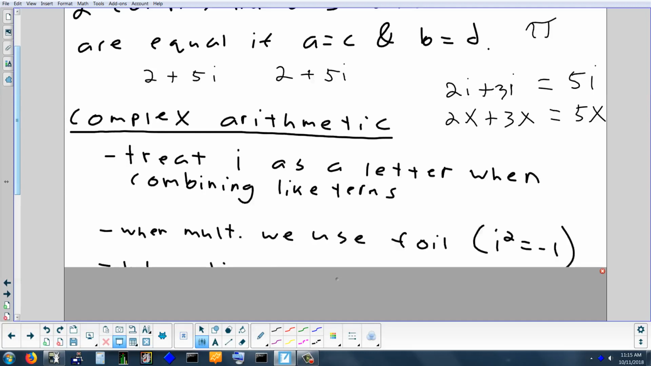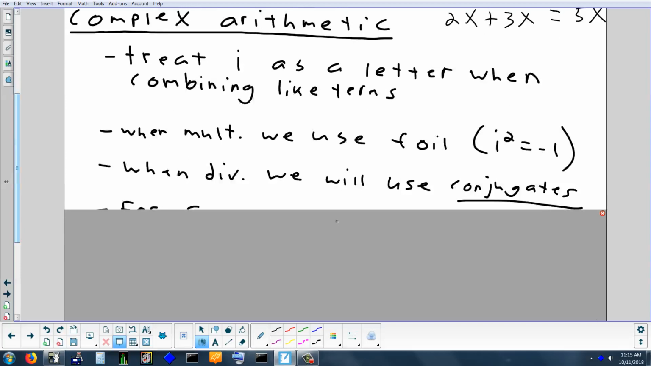When we multiply, I kind of already did this for you when I did some foiling earlier. You're going to end up with a lot of i squareds. Well, not a lot. Usually it ends up happening in one spot. Anytime you get an i squared, always change it to a -1.